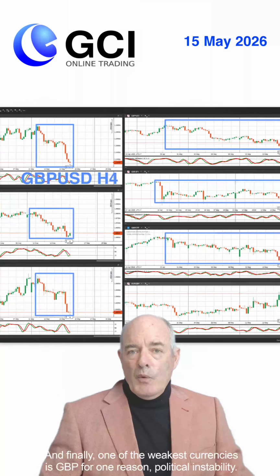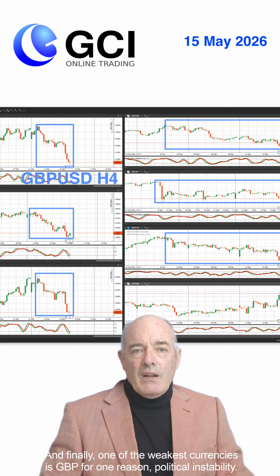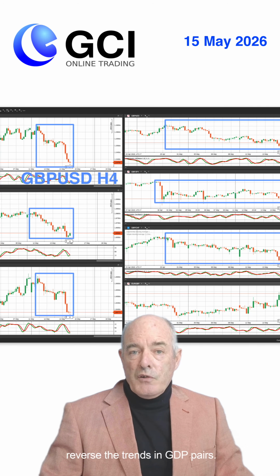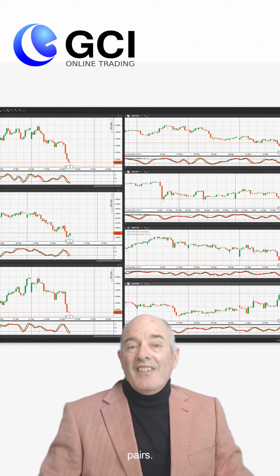And finally, one of the weakest currencies is the pound for one reason: political instability. Keep your eye on the news, as almost any positive news out of London may reverse the trends in GBP pairs. That's all for now.